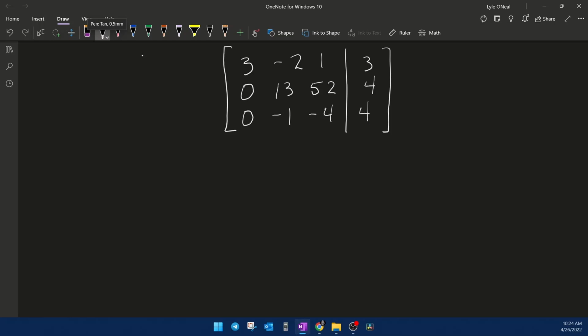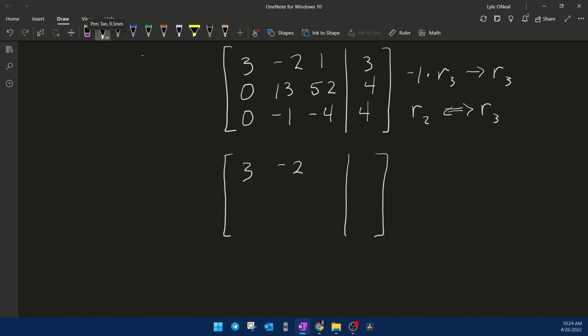Next goal, I'm going to multiply -1 times row 3, and that'll produce a new row 3. That's all I'm doing there, a row multiplication. And then I want to do a row swap. I want to take rows 2 and 3 and switch them. Now notice that row 1 is still unaffected. I'm not going to change row 1. So I'm going to start by copying and pasting the stuff that doesn't change, and then executing these row operations. First, multiplying row 3 by -1, and then swapping the rows.